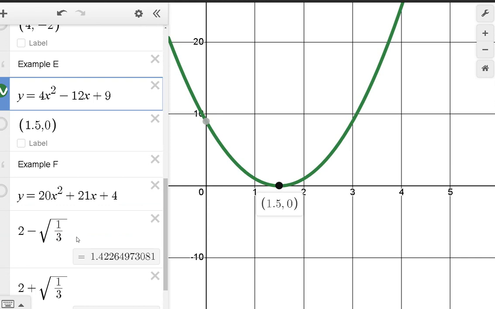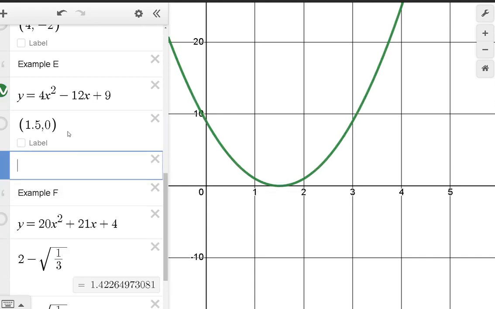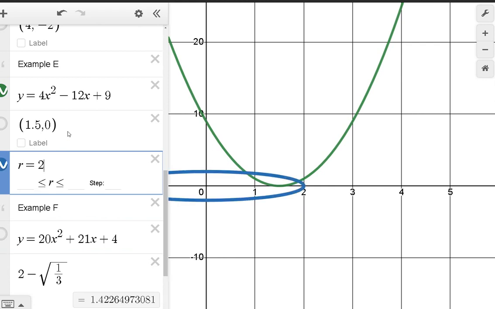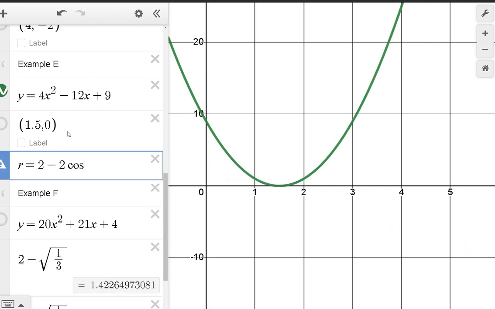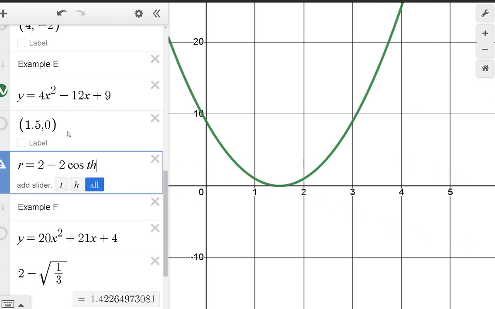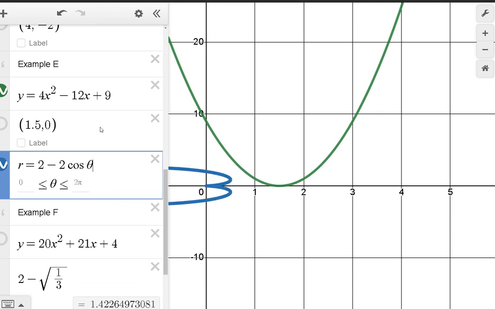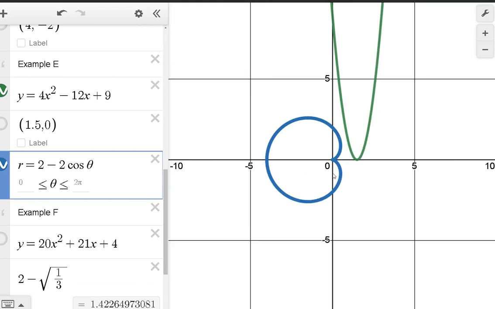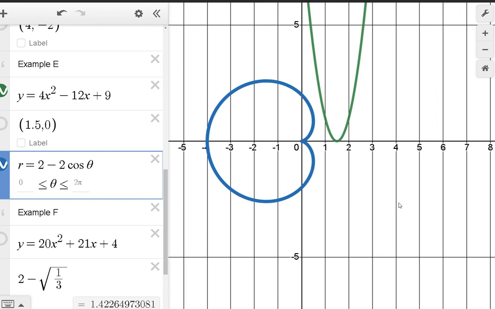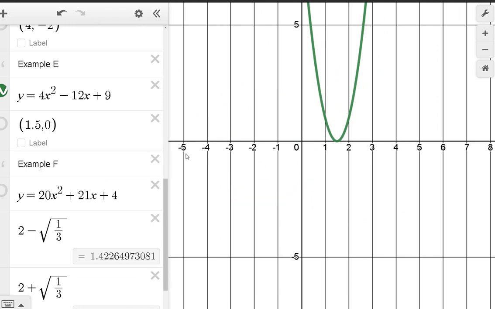There's kind of some cool shapes you can do. Like, let's do r equals 2 minus 2 cosine theta. There you go. There's a heart. Yay, isn't that special? Okay, enough of that.